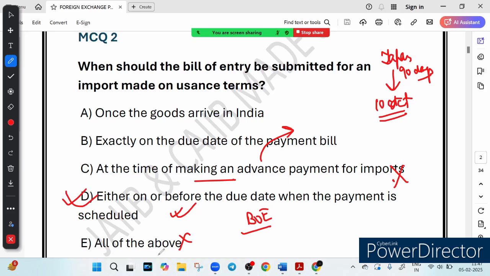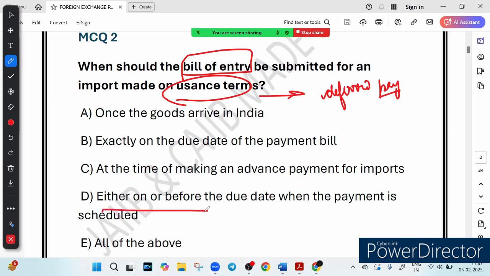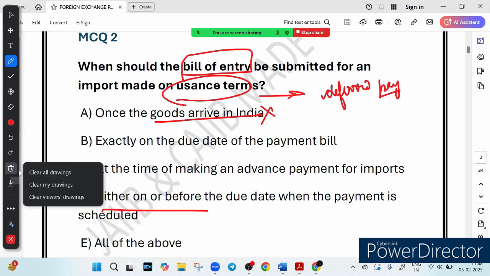So what we have learned in this question: whenever you see the word usance term, it means deferred payment, that is, payment for import later, not upfront. Second, bill of entry submission is required on or before the due date of payment. That is why option D is correct. The third thing we learned is that it is not only on arrival. The payment date matters more than the goods arrival date. If there is a late submission, then obviously there is a risk of penalties and compliance issues. I hope this makes your concept clear. That is our second MCQ of this session.